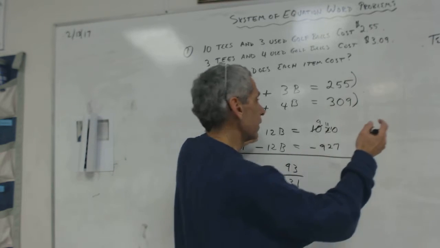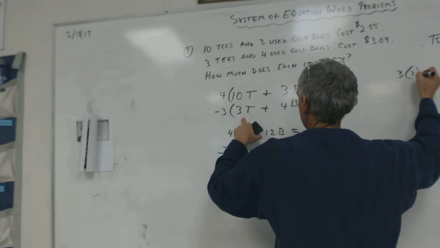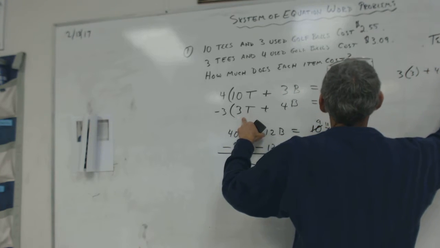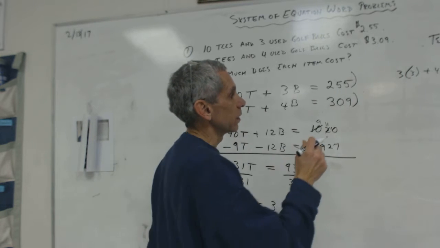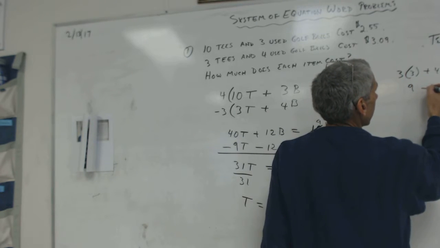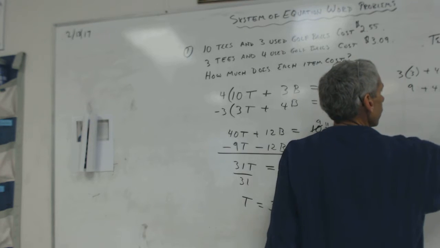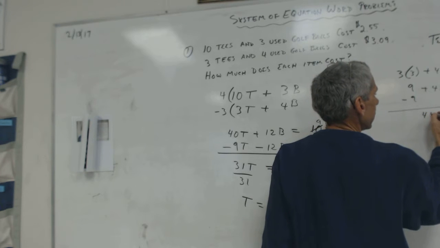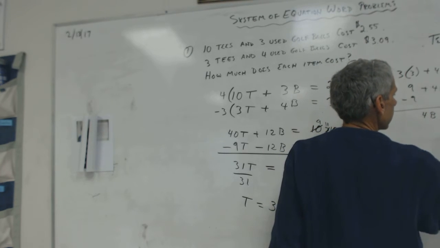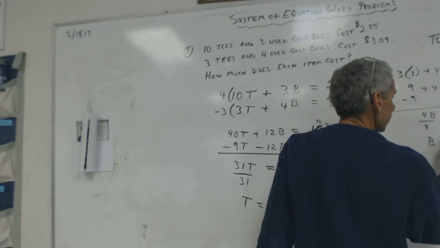Right, good point. Good job. So 3 times 3 plus 4b is equal to 309, right? Remember? We got 9 plus 4b equals 309, and as Bo noticed, when we subtract 9, it's just 4b is equal to 300, right? Then I've got to divide by 4.